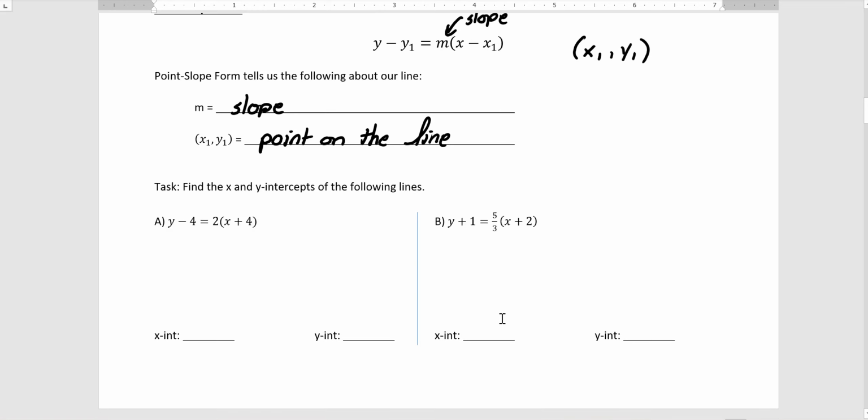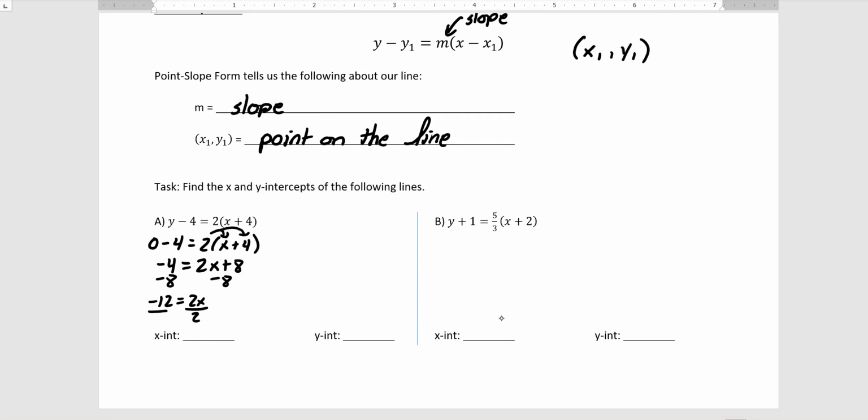So looking at letter A, y minus 4 equals 2 times x plus 4. So to find my x-intercept, I set y equal to 0. So I would have 0 minus 4 equals 2 times x plus 4. All right, well, 0 minus 4 is -4. I need to distribute this 2 out. So I would have 2x plus 8. Need to subtract 8. -4 minus 8 would be -12 equals 2x.